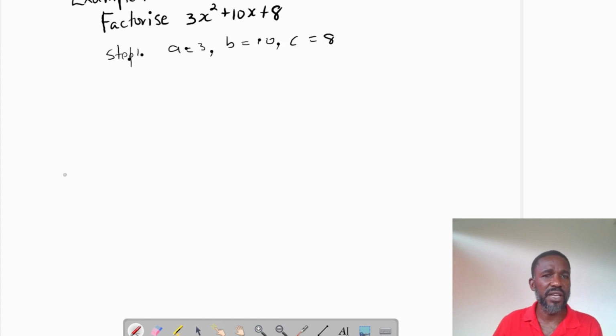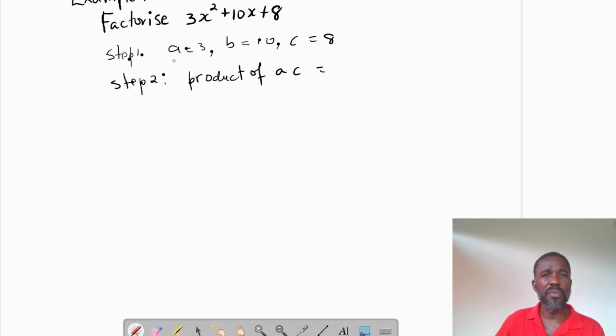Having found those values, step 2, what are we going to do? Find the product of a and c. So we're going to multiply 3 times 8, and that will give us 24. Now what do we want to do? We want to find the sum to give b. So that means we want to find two numbers that will multiply to give 24, and at the same time they must add to give 10.